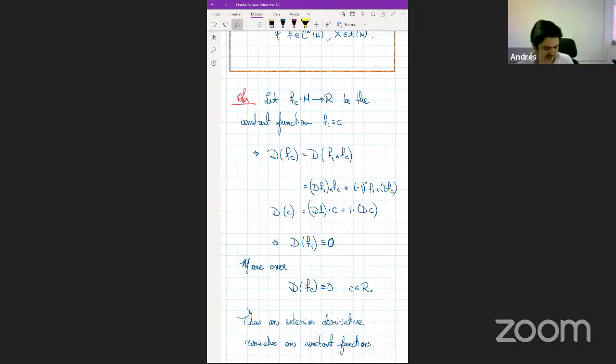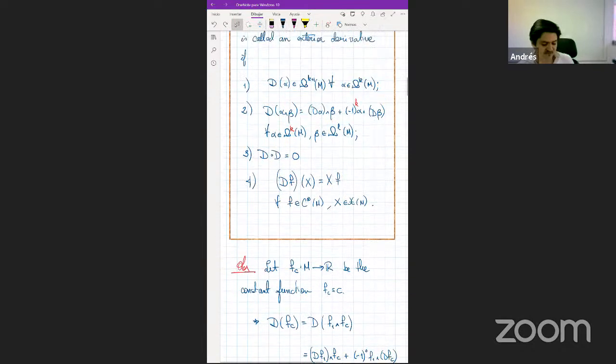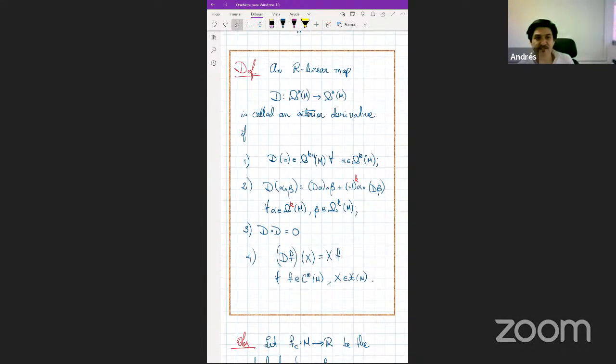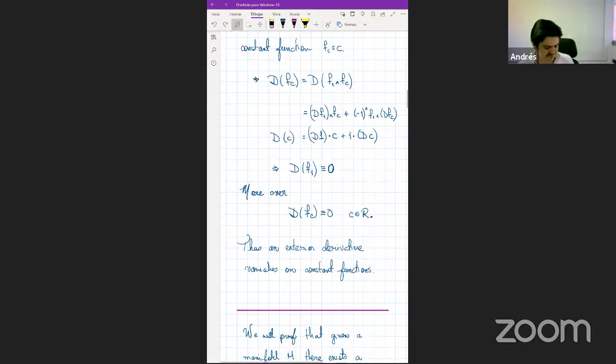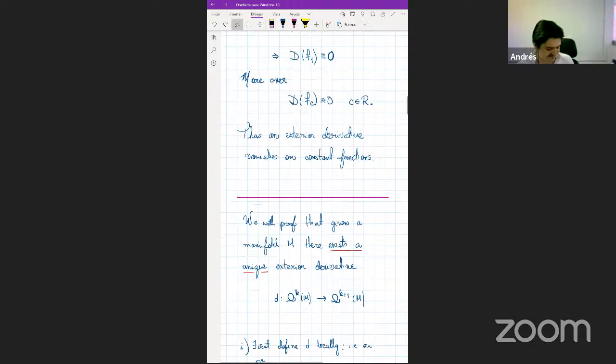So again, let's continue. The whole idea is to prove the existence of an exterior derivative on a manifold, and moreover, to show that it is unique. So that's what we're going to do. We will show the existence and uniqueness of an exterior derivative. And it is the same one that you saw in Euclidean space, nothing new. And we will use it, in fact.